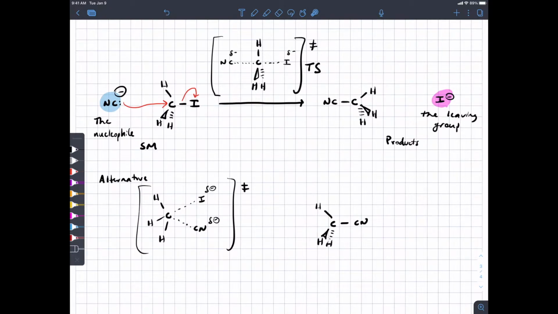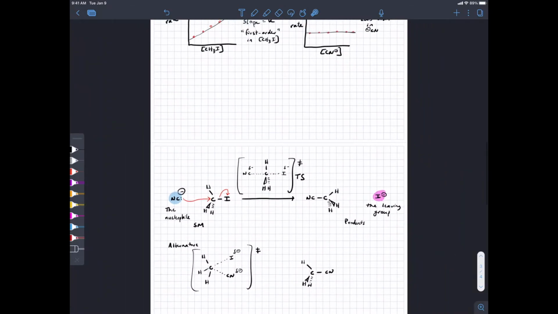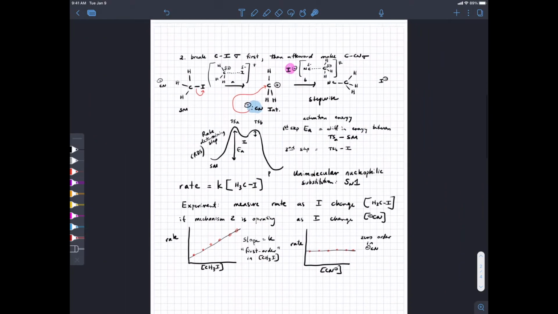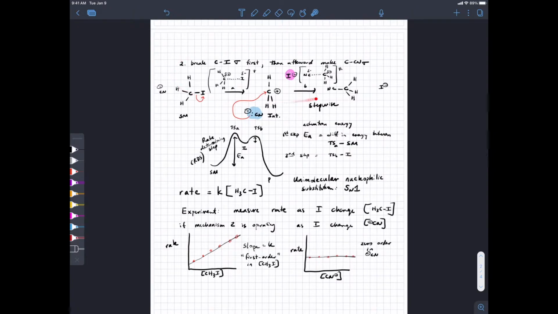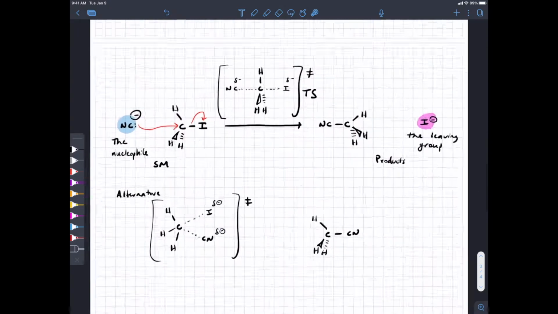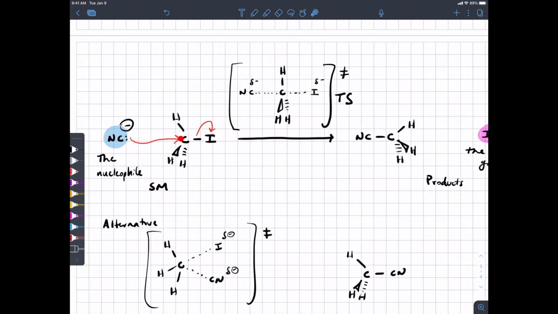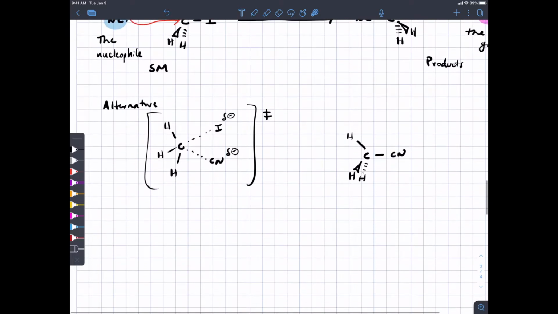If you only increased one of the reactants and it didn't increase the rate of reaction, then the overall reaction would be first order. Right. Oh, yes, that would absolutely tell you that it was this SN1 type mechanism where we break the bond first. I guess my question is about how you could tell whether the nucleophile came in from behind or came in from the front.